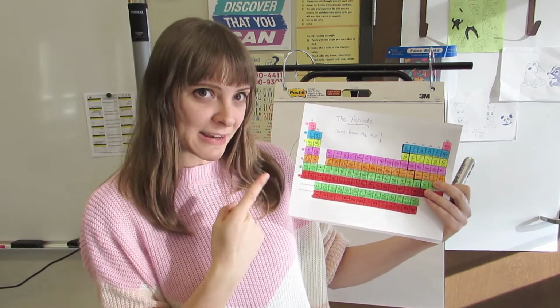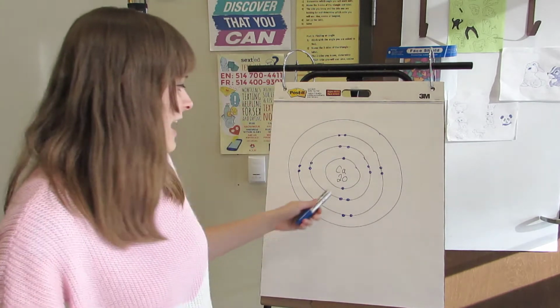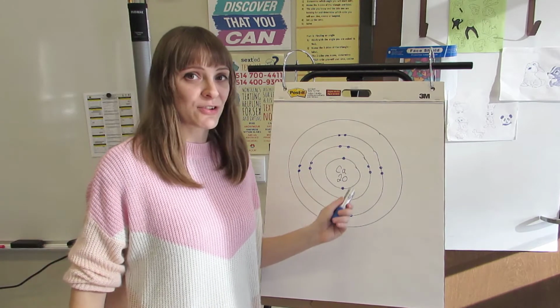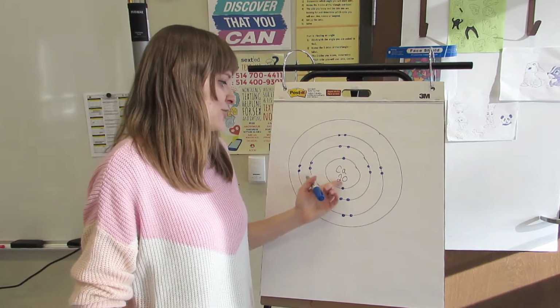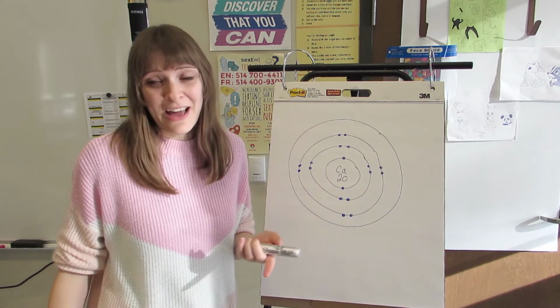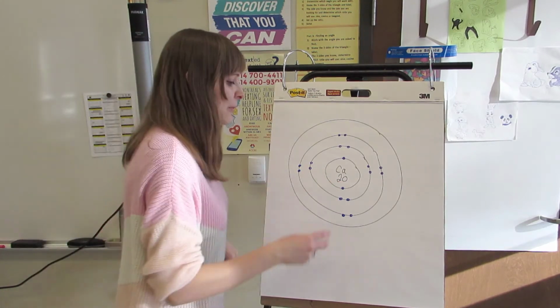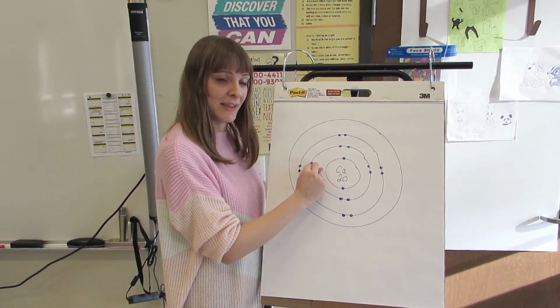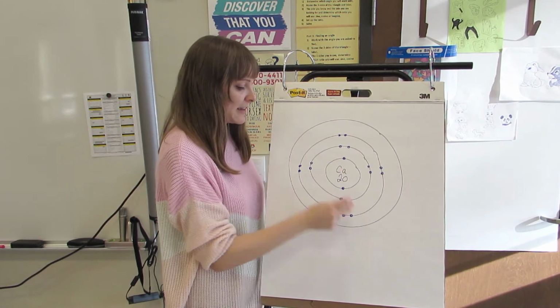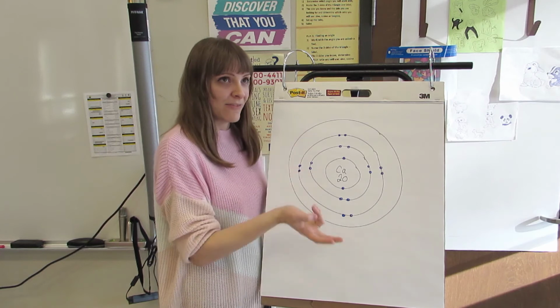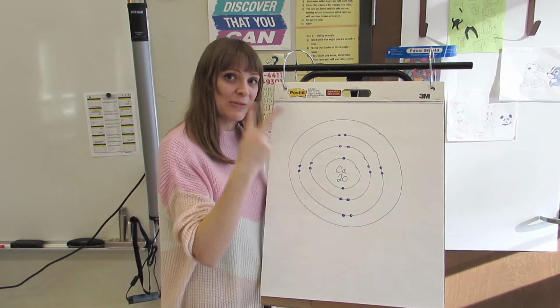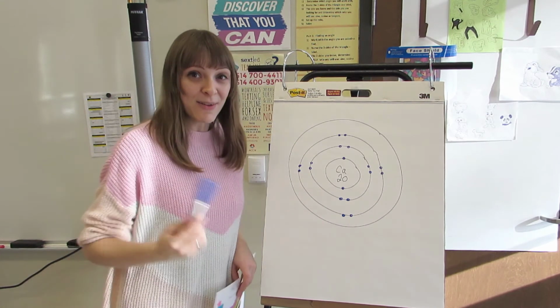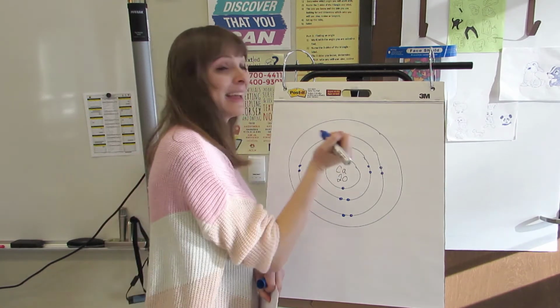So if we look, we need to add up all of our electrons so that they end up at 20. How many do we have drawn right now? We have 2, 4, 6, 8, 10, 12, 14, 16, 18. We need to have 20, so that means we need to draw 2 more electrons. So the outside ring for calcium is going to have 2.